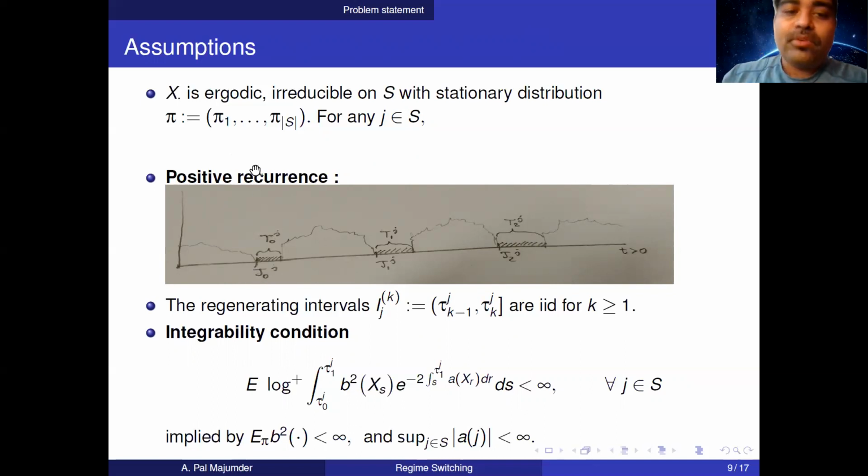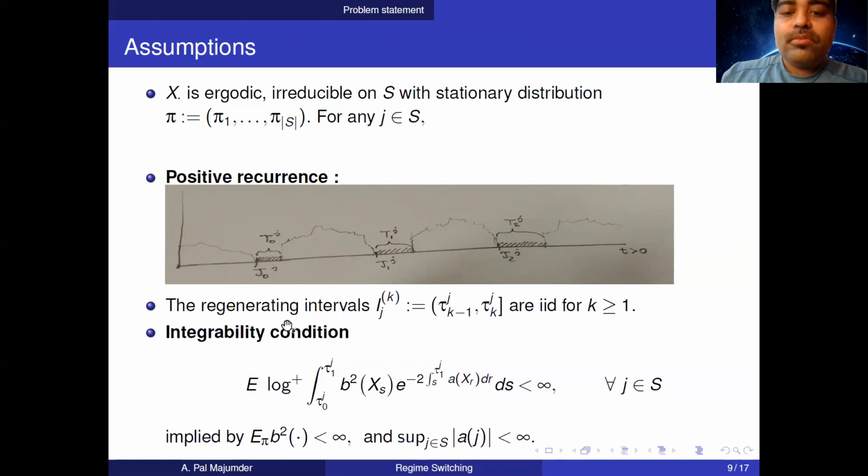So for a particular J belonging to S, denote tau 0 J as the first hitting time to state J. The second hitting time would be tau 1 J, the third hitting time tau 2 J. These are the time instants when X hits a particular state J, and then it stays there for some time, which is an exponential distribution random variable. Then it goes out, and then it comes back again to state J, and it makes a recursion like this. We all know the consequence of a regenerative process suggests that in these intervals, X behaves like IID for k greater than or equal to 1.